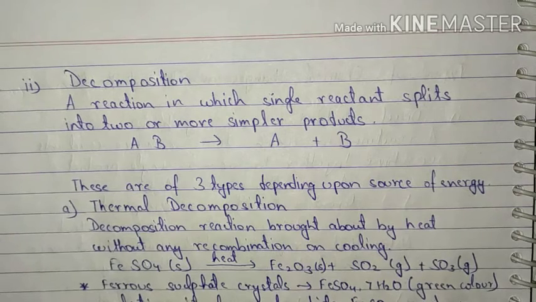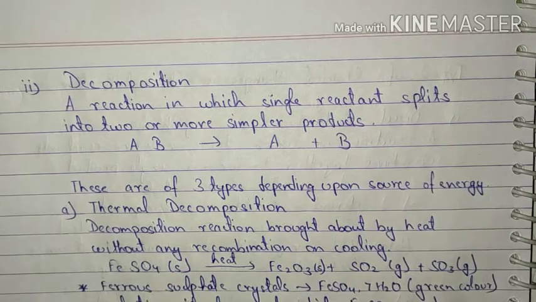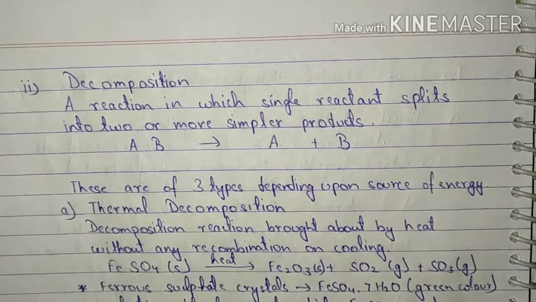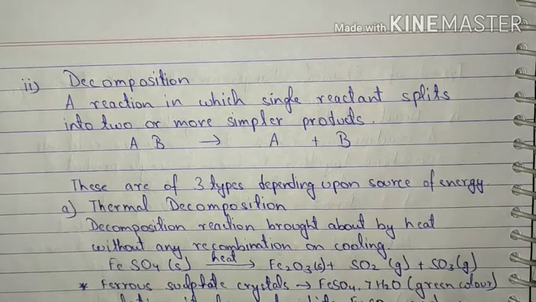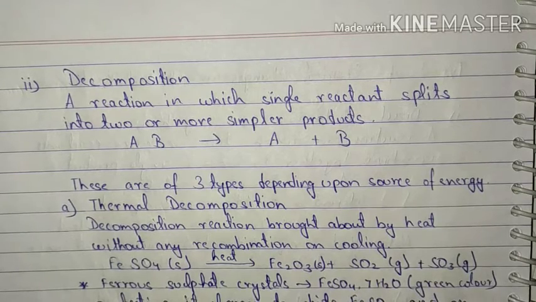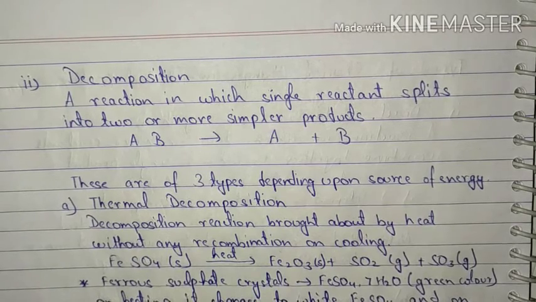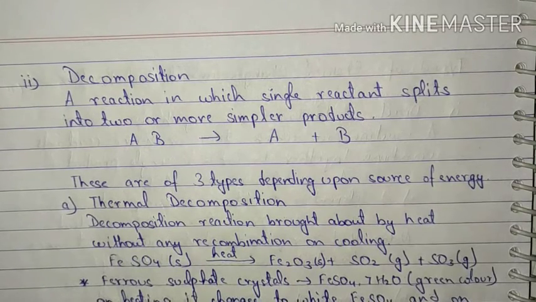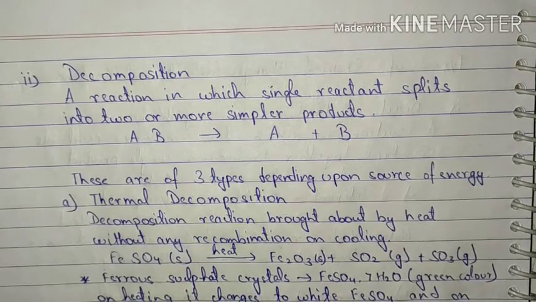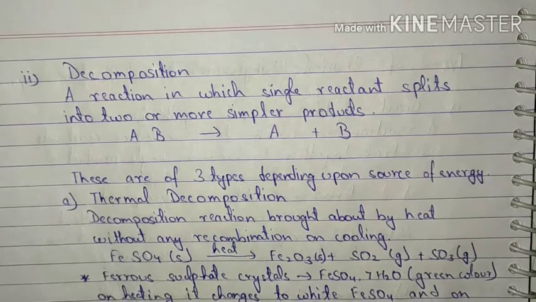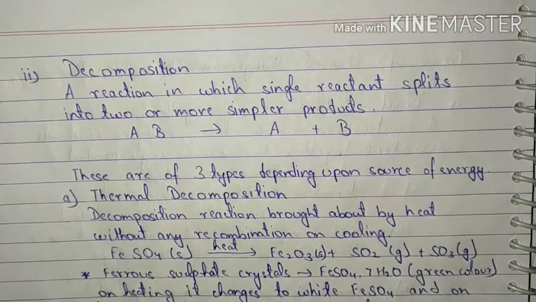Hello students, in the previous class we had discussed the characteristics of a chemical reaction and we started with the next topic, types of chemical reaction, where I told you that we are going to study 4 kinds of chemical reactions, namely combination reaction, decomposition reaction, single displacement reaction and double displacement or double decomposition reaction.